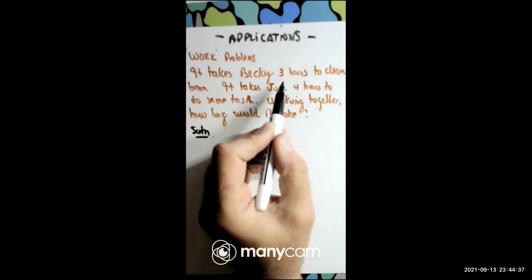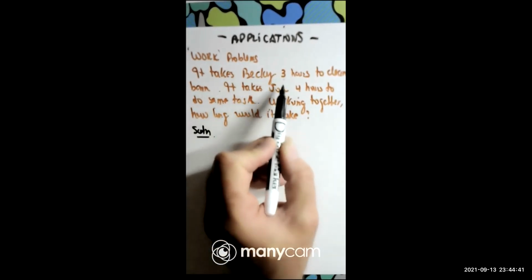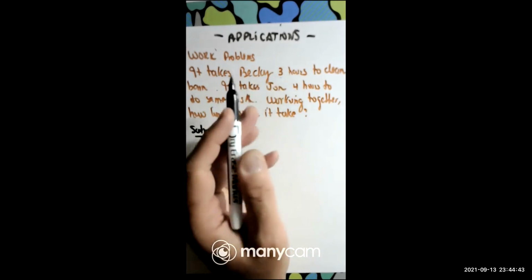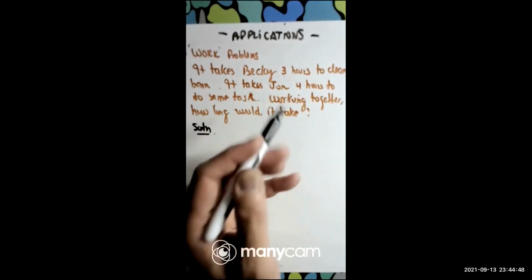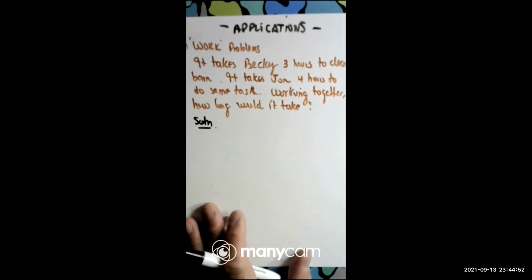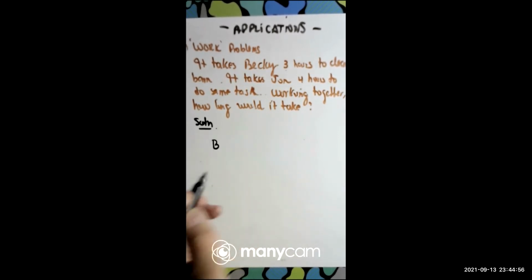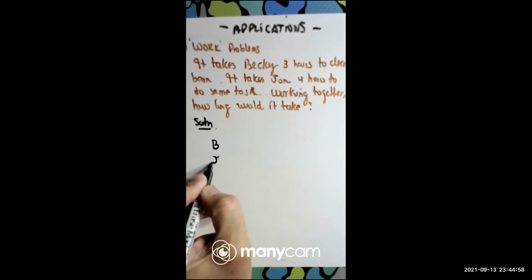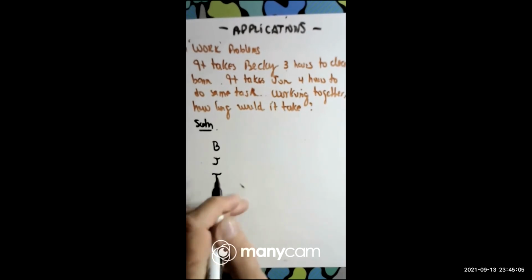Obviously, working together has to be less than 3. Otherwise, why would Becky want John's help if it's going to be more than 3, right? So I know that the top would be 3, which is unrealistic because John has to be able to help. So this is the approach I like to do. Let me just use B for Becky, J for John, and T for working together.